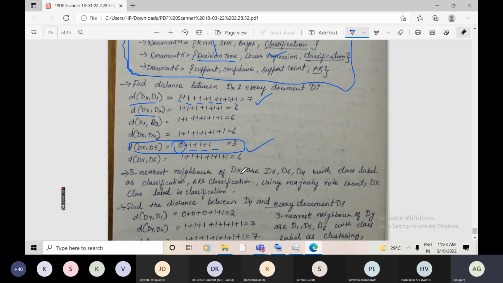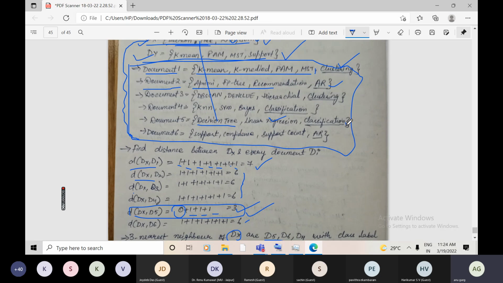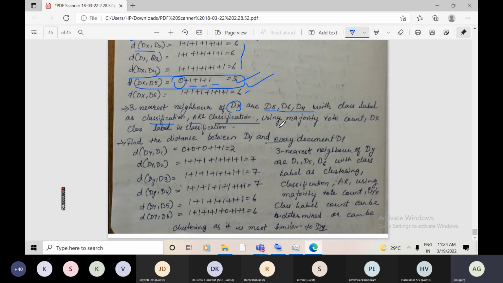So you take the 3 nearest neighbors of dx. That is, from dx, what are the 3 different documents whose distance is less? One is d5, and these are 3 the same, right? So take randomly anything. D6, D4 they have taken, with class labels classification, AR and classification. Now out of these 3 class labels, which label count is more? Classification. That's why you will classify your document dx under classification.